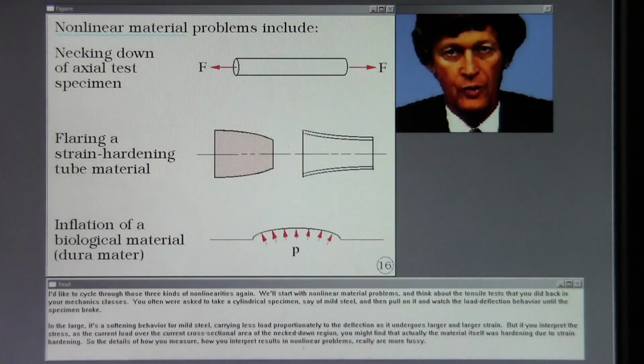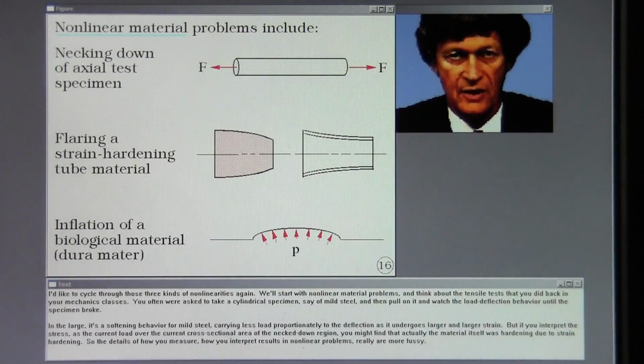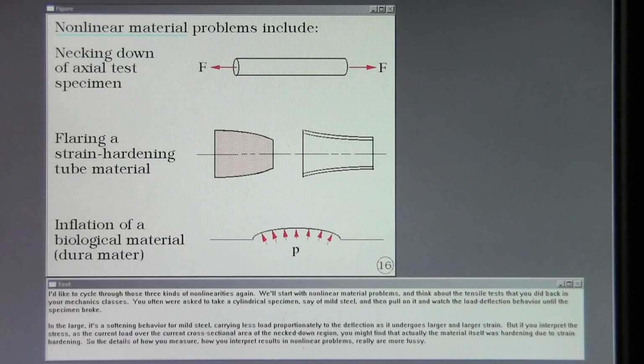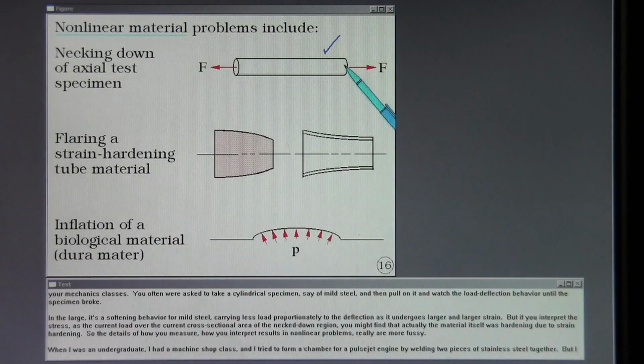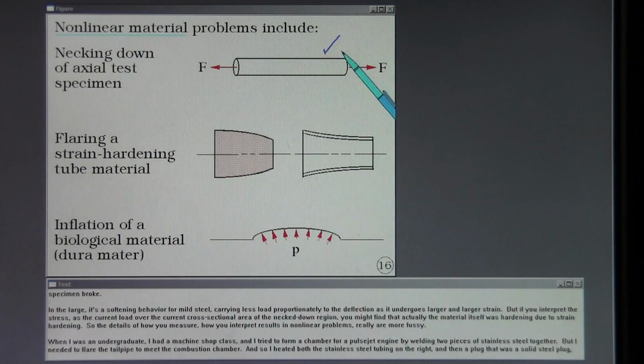I'd like to cycle through those three kinds of nonlinearities again. We'll start with nonlinear material problems and think about the tensile tests that you did back in your mechanics classes. You often were asked to take a cylindrical specimen, say of mild steel, and then pull on it and watch the load deflection behavior until the specimen broke.